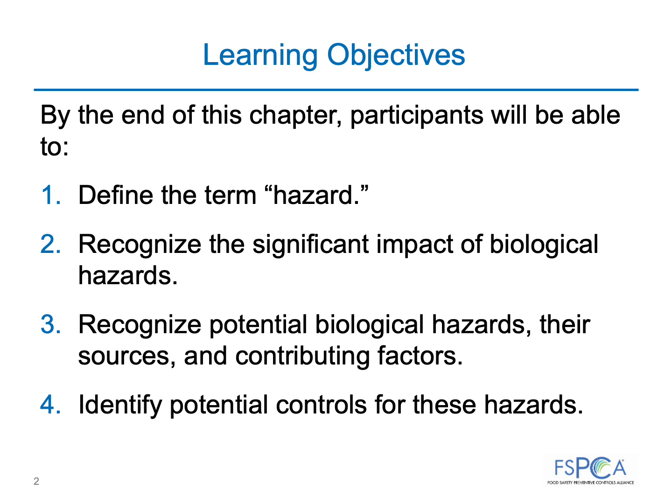When hazards are understood, preventive measures can be implemented to control those hazards, thus preventing illness or injury. This chapter introduces the definition of the term hazard, discusses biological hazards that are commonly of concern in food processing plants and facilities holding food products, and reviews potential controls for biological hazards.